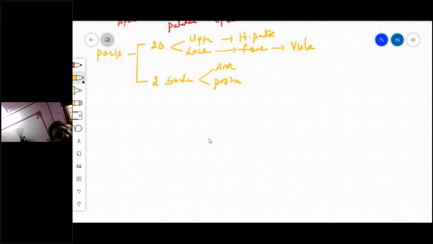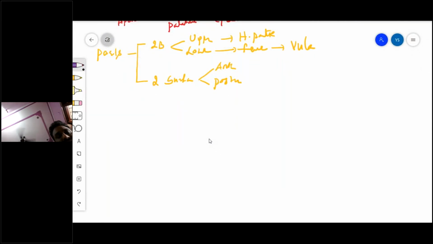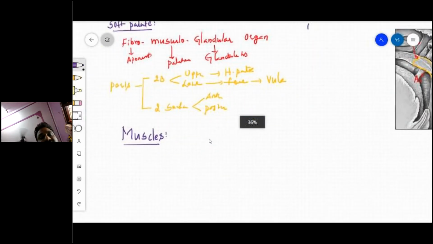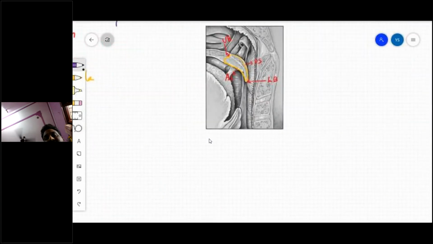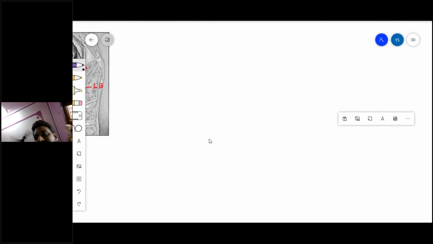Now we come to the main topic, the muscles of the soft palate. Sorry, not palatine tonsil, soft palate. So now we come to the main part, the muscles of the soft palate. The same picture we try to see for the muscles of the soft palate.